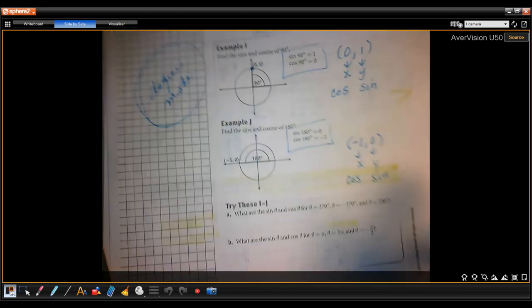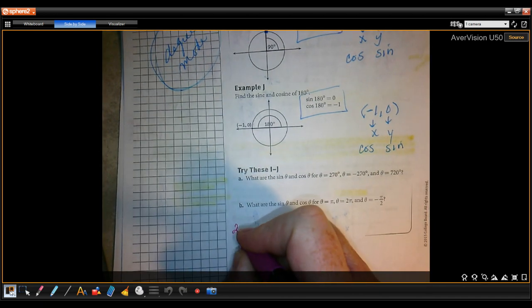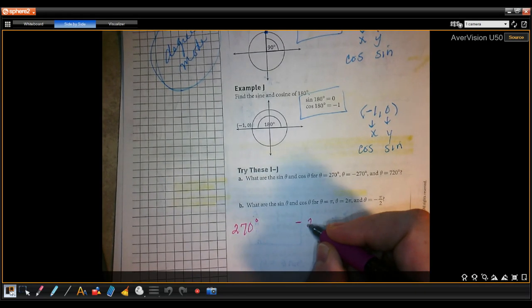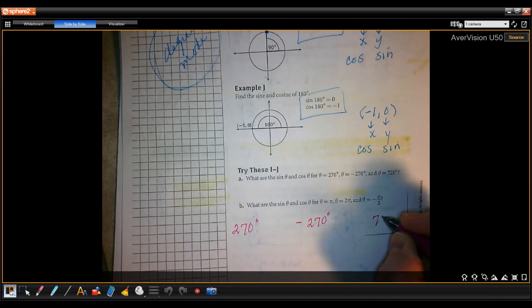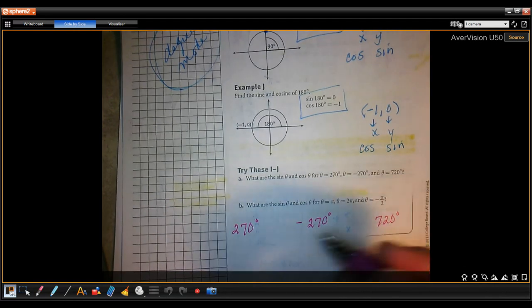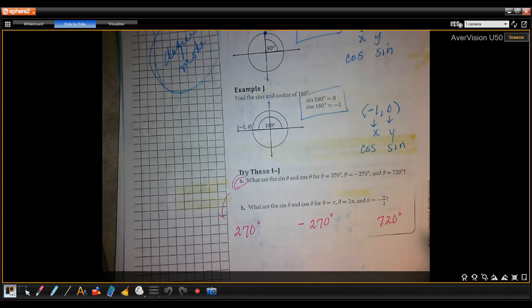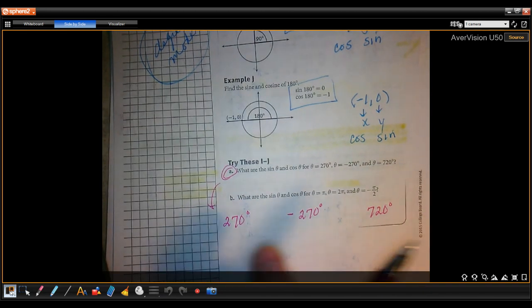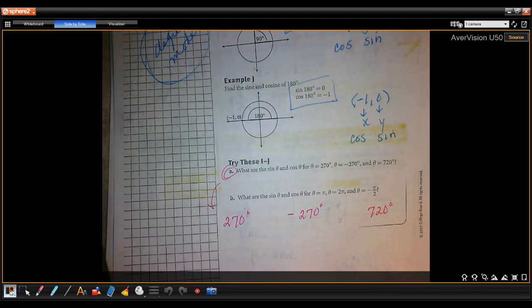Okay, last part. Last 3 questions. So we're going to do 270 degrees, and then you're going to do negative 270 degrees, and then you'll do 720 degrees. So I'm doing this example right here. Okay, so what I want you to do right now is to find the cosine and sine of each one of these. So if you want to pause the video, that's what I would do. I pause the video, and your goal is to find the cosine and sine of each one of these. So take a moment and pause.